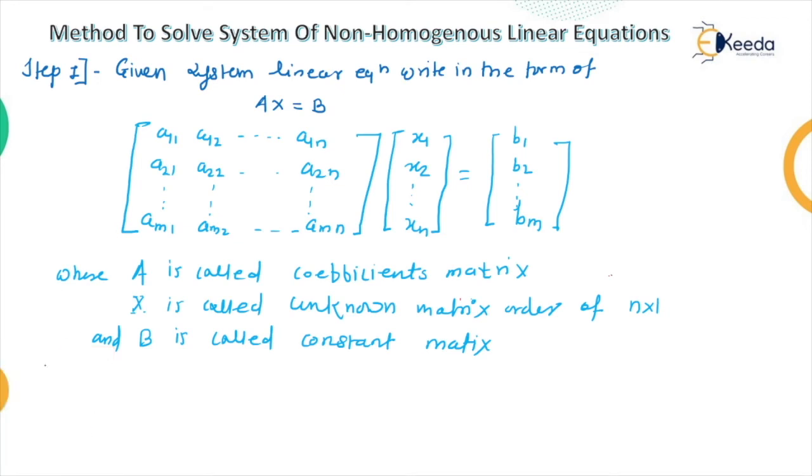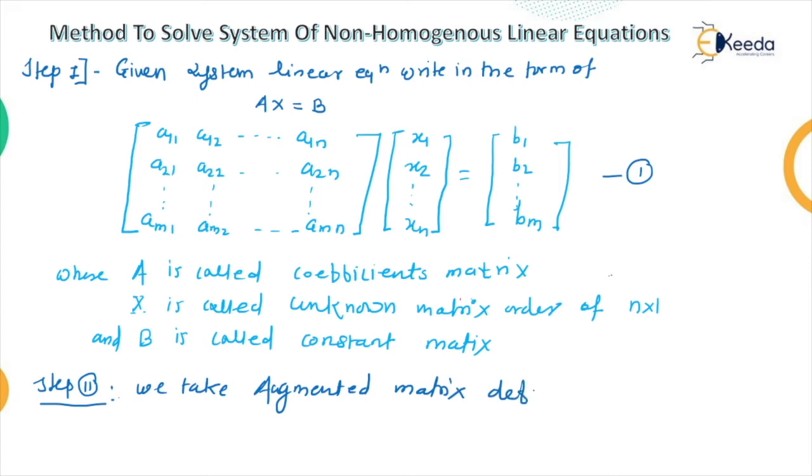Now let me start step number 2. Step number 2 is to write the matrix. Suppose this is your equation number 1. We take the augmented matrix, defined as AB, the combination of matrix A and matrix B, meaning the coefficient matrix and the RHS matrix, that is, the constant matrix.